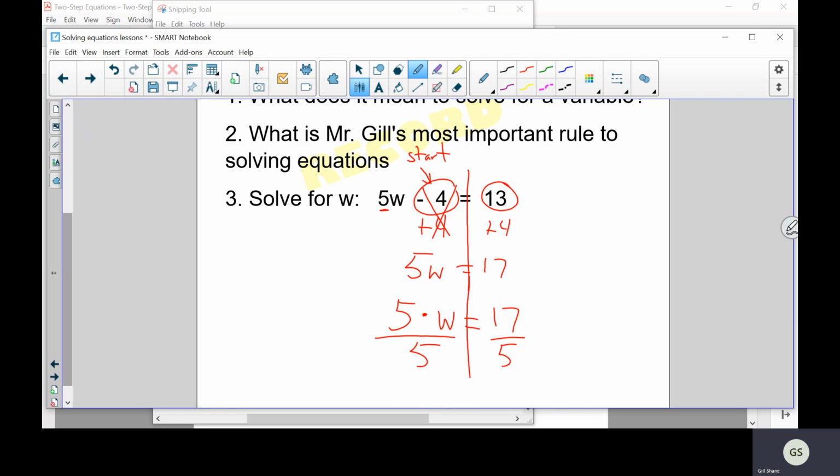We did the opposite math from there on. So we added 4 first, then we had to do it to the other side. Then we had 5 times w, so the opposite math was to divide by 5. So we divided by 5 on both sides. That's how we got the answer.